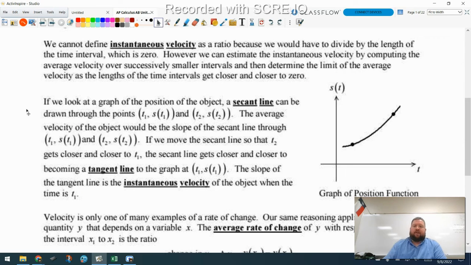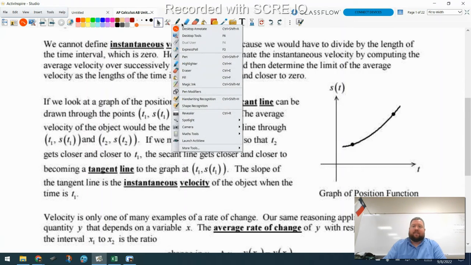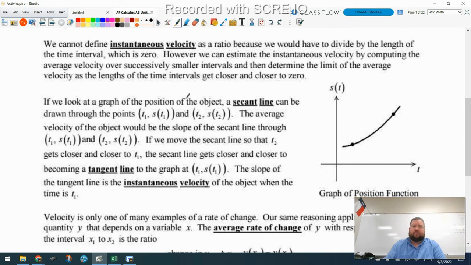This is a graph right here, and we're going to draw a secant line. A secant line is a line that goes through 2 points. So we have 2 points right here. This point right here is T1, and so its S value will be S of T1. And then this point here is at T2, and its S value would be S of T2. A secant line would just be me drawing a line connecting those 2 points together.